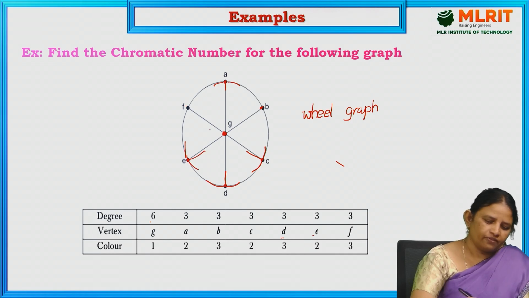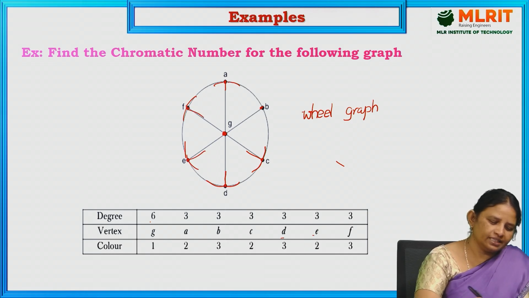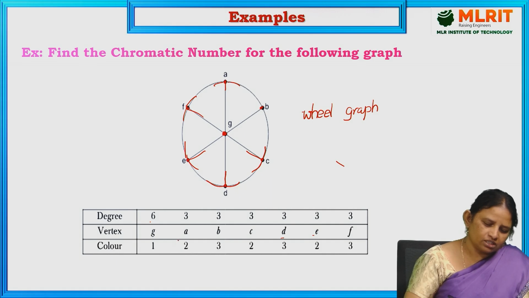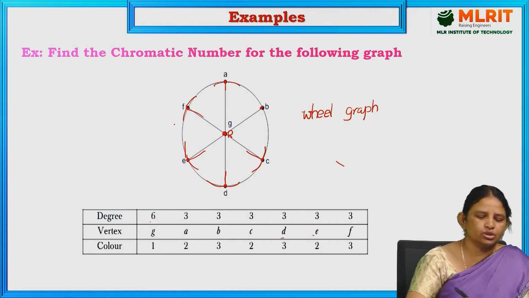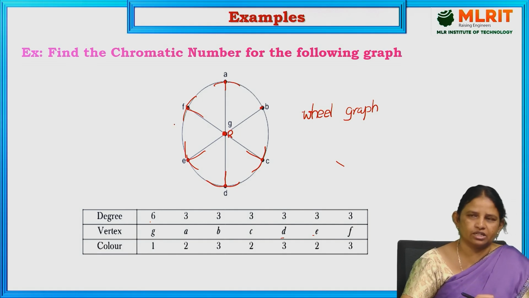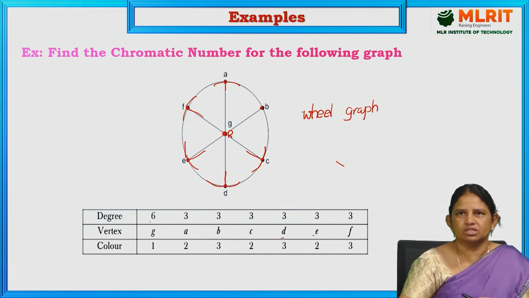1, 2, 3. For F, the degree is 3. Next, for G, we can use color red. Don't use 1 for any color because G is adjacent to all vertices. G is adjacent to all vertices. Don't use the red color for A, B, C, D, E, F.